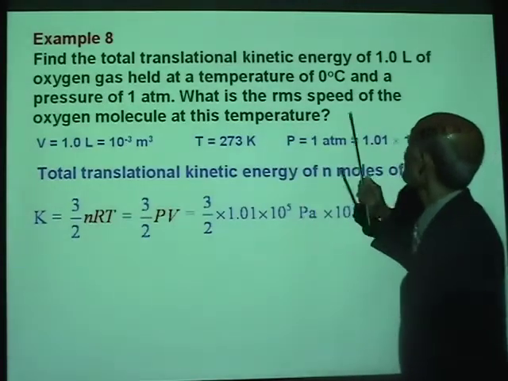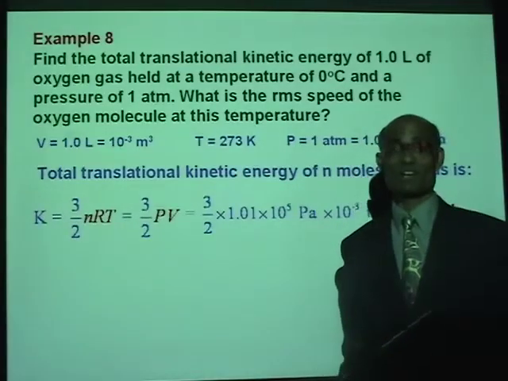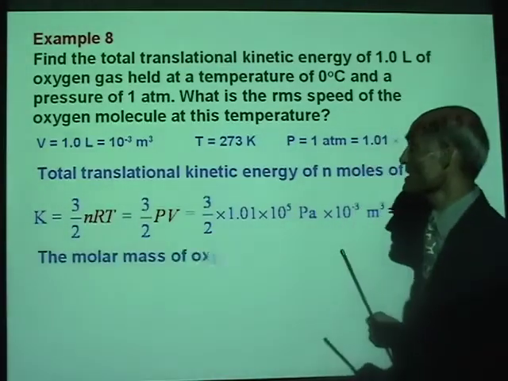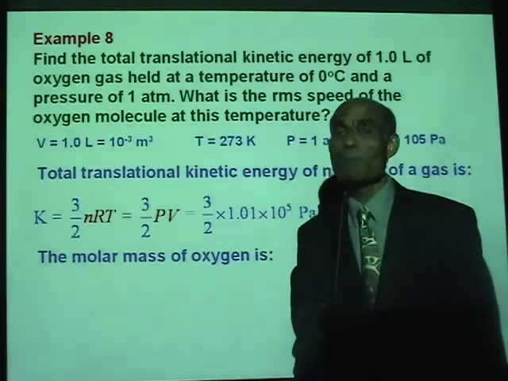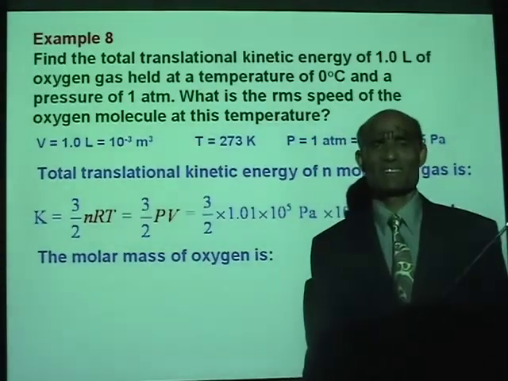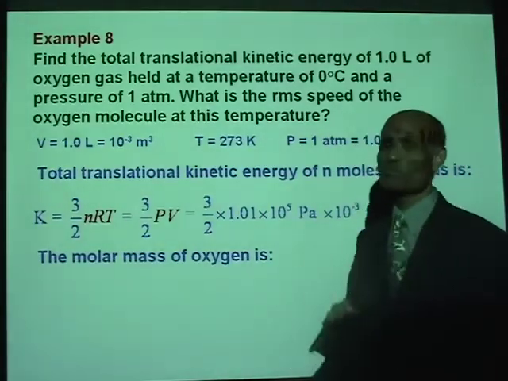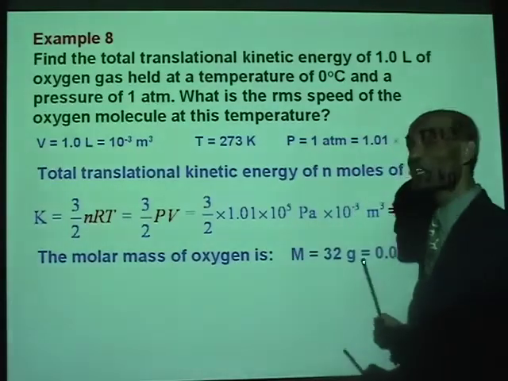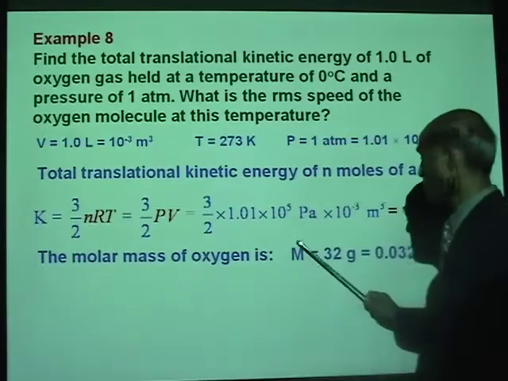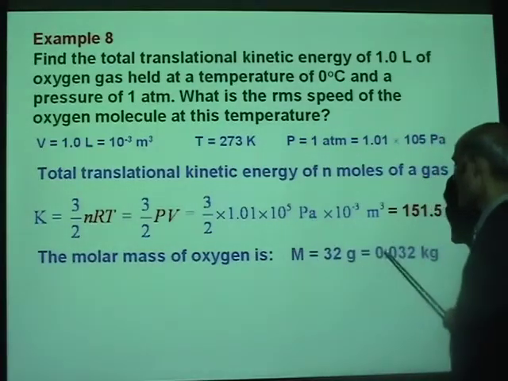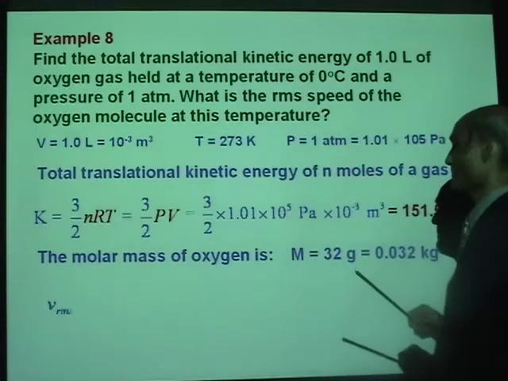What is the RMS speed of the oxygen molecule at this temperature? What is the equation for V RMS? In order to do that, you need the molar mass of oxygen. Does anybody know what the molar mass of oxygen is? Look in your periodic table. You can see 32 grams of oxygen is a mole. So molar mass of oxygen is 32 grams, and written in kilogram, 0.032 kilogram.